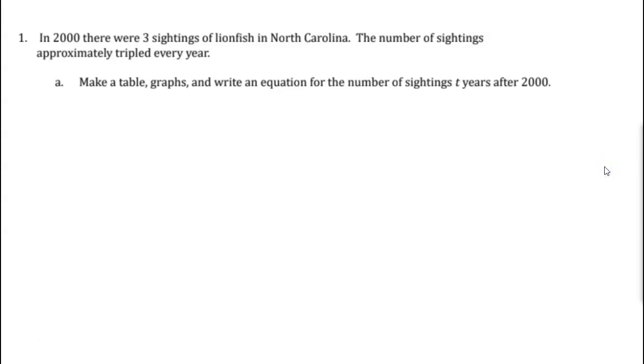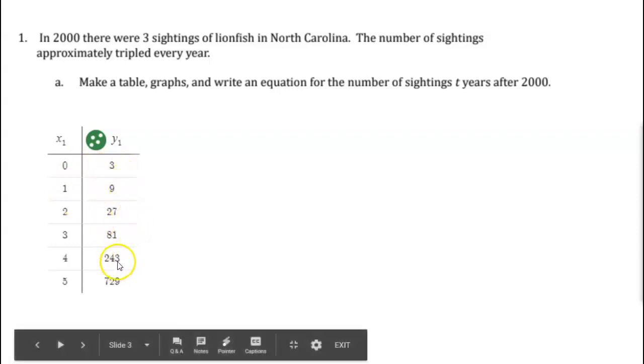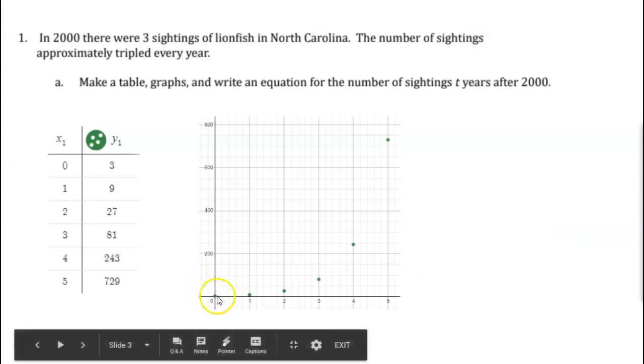I'm going to start with a table. So if the first year, year 0, there were 3 sightings, and then it says it triples every year after that. So after 1 year, it's going to be 9, and then 27, 81, 243, 729. So I have a table of tripling every year. So after 5 years, 729 is what I would expect. If I graph that, I've got some points that look like this. So that gives me my data points.